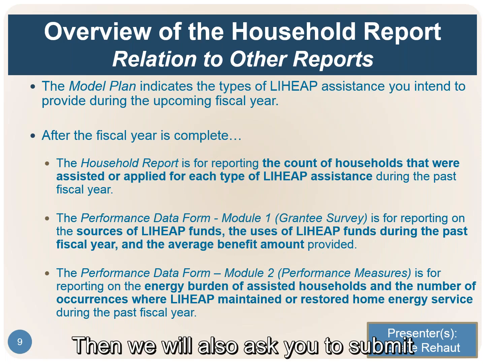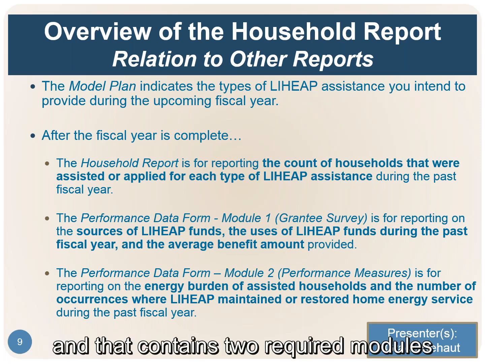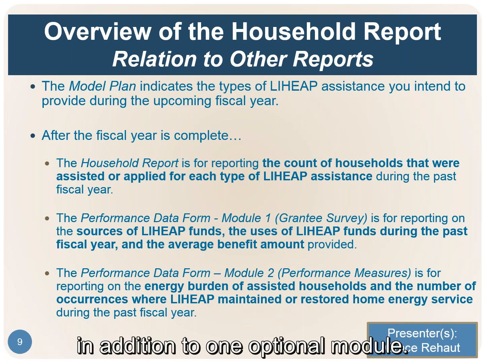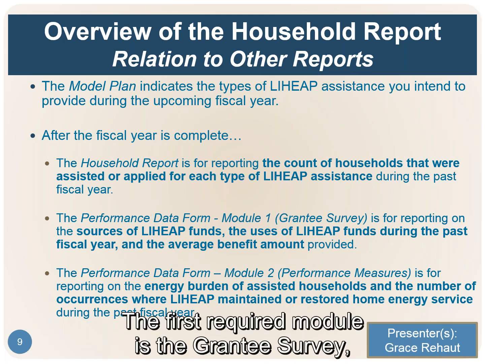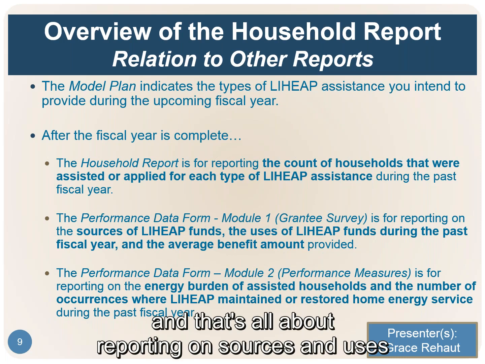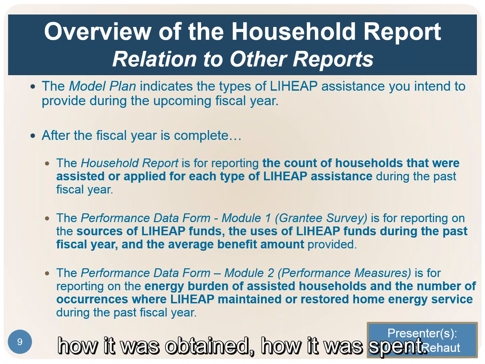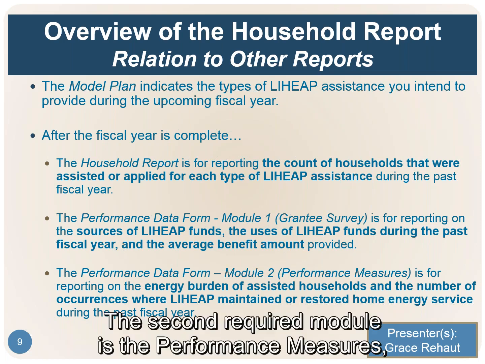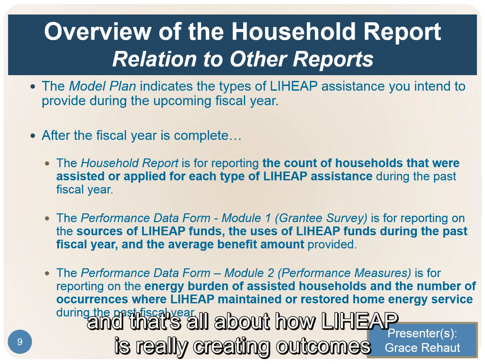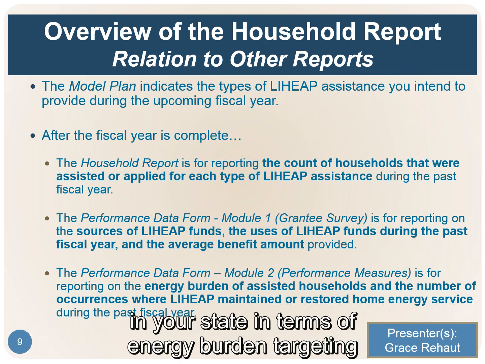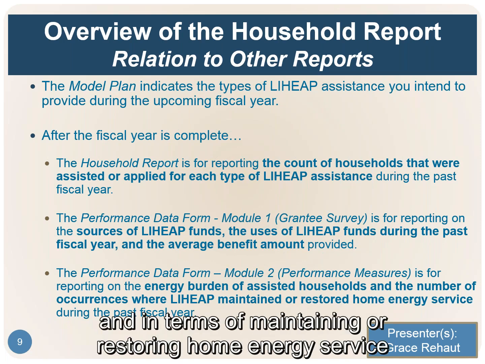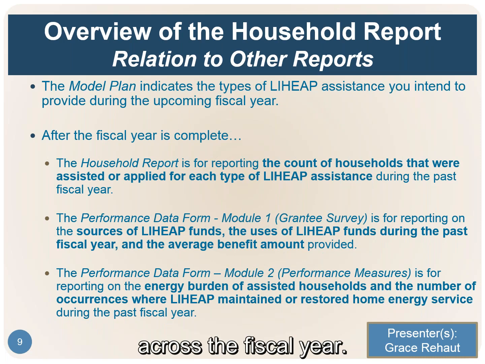Then we will also ask you to submit the performance data form, and that contains two required modules in addition to one optional module. The first required module is the grantee survey, and that's all about reporting on sources and uses of LIHEAP funds in the past fiscal year. So that is very concerned with money, how it was obtained, how it was spent. And the second required module is the performance measures, and that's all about how LIHEAP is really creating outcomes in your state in terms of energy burden targeting and in terms of maintaining or restoring home energy service across the fiscal year.